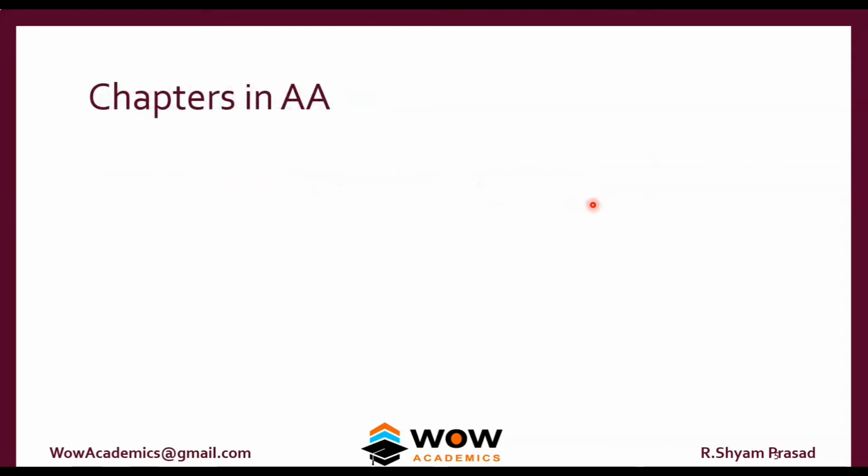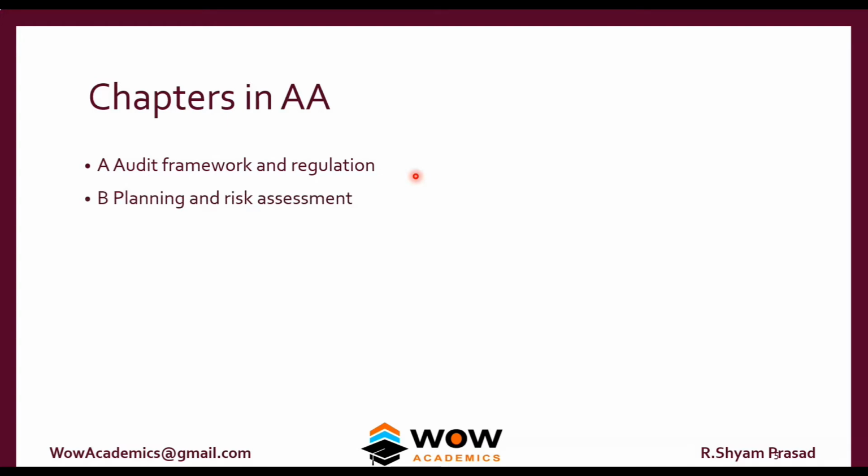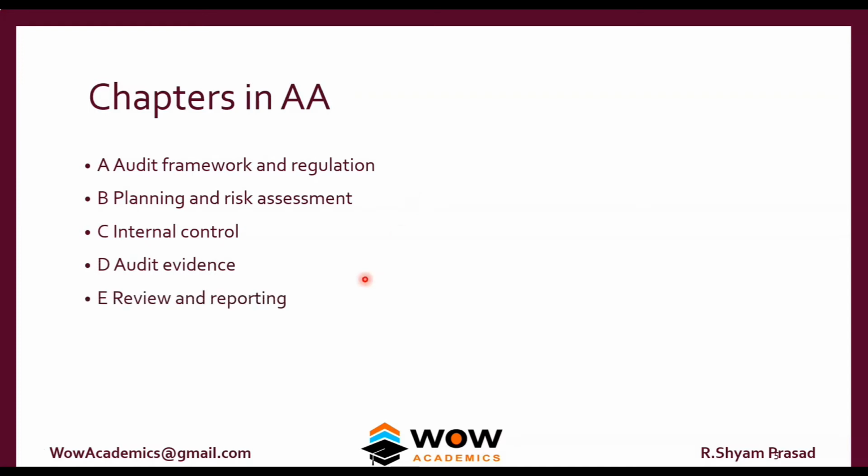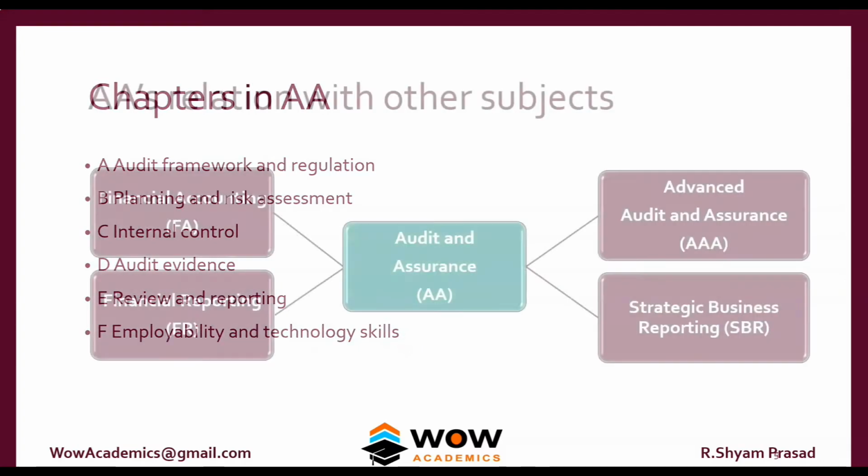So let's look at what the chapters are here. The chapters as per your syllabus, not as per the textbooks, are audit framework and regulation, planning and risk assessment, internal control, audit evidence, review and reporting, and finally employability and technology skills.